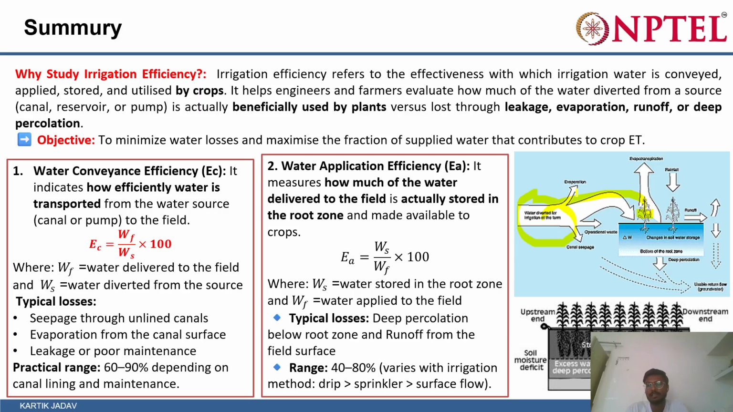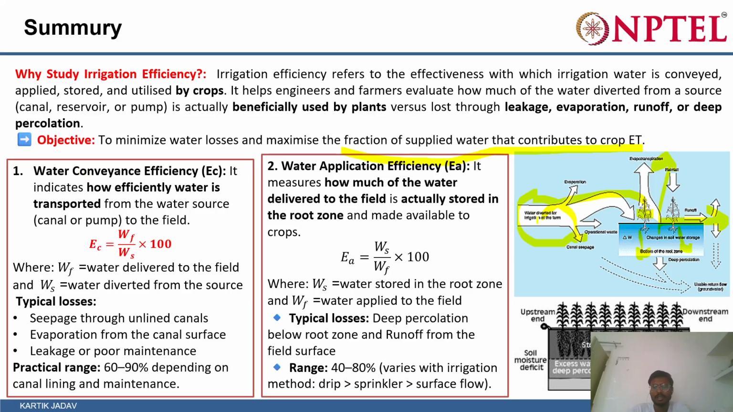At each stage there are losses related to leakage, leakage through pipes, losses through evaporation, losses through runoff, then losses through deep percolation that are ultimately going towards ground recharge. So each stage has a different aspect, and it is very crucial to understand this irrigation efficiency. Its objective is to minimize the water losses and maximize the fraction of supplied water that contributes to crop yield transformation.